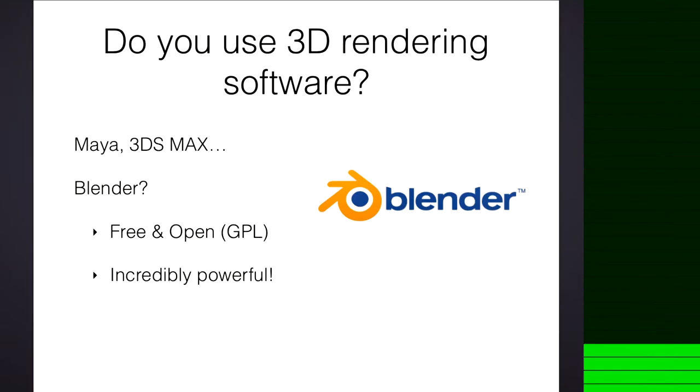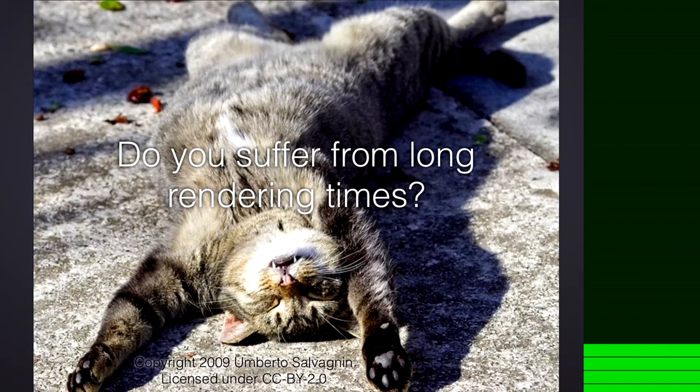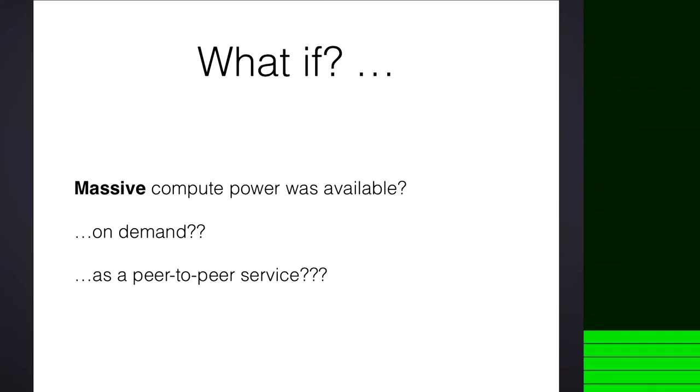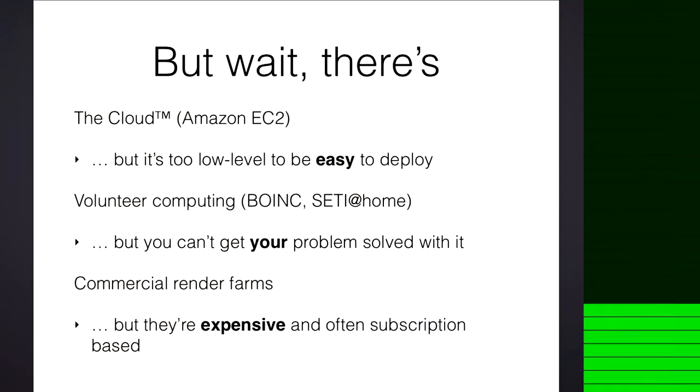Those of you who have used Blender will know this problem. Rendering takes forever. It uses enormous amounts of computing power. But what if we had this computing power at our fingertips, massive computing power, as a peer-to-peer service? I know what you're thinking. There's the cloud. Isn't that the cloud? Like Amazon EC2. But actually, that kind of service is too low level to be easy to use for that specific task, configuring lots of computers and stuff.